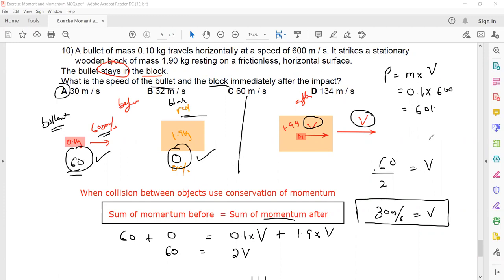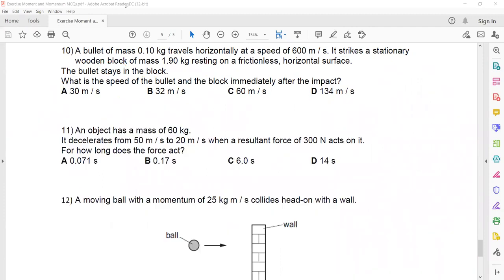Yes, Abdullah Sarfraz, is it clear now? How I got this 60? Because this is conservation of momentum, not the conservation of velocity. So if you write like 600 plus 0 equals v plus v, that's wrong, because it's a momentum conservation. That's why you have to write momentum before equal to momentum after.